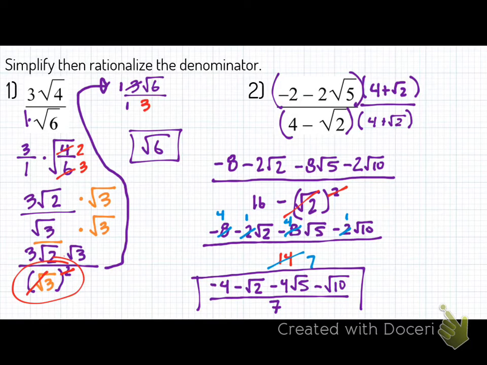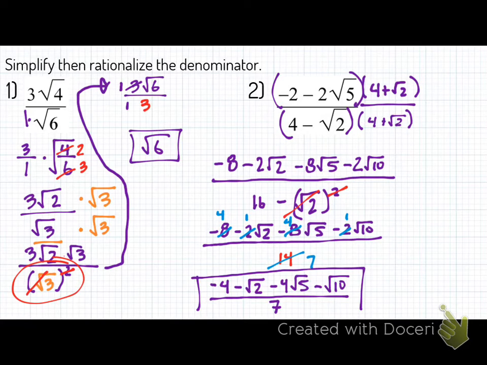We should pause the video here and have students write down these two problems, okay? So let's pause the video. Let's give them about 4 minutes to write this down, or until everyone's done. Okay, students should be done now.